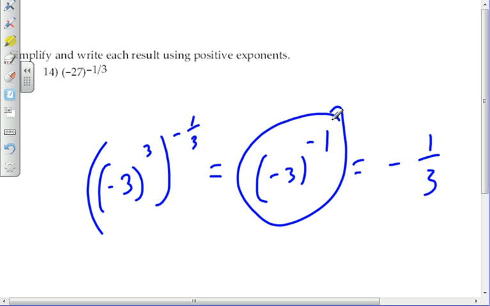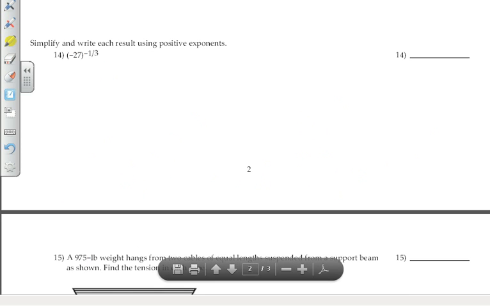And no one believes me, but the key believes it's minus 1/3, so I must be right. At least somebody loves me. The key loves me. Whether or not, I don't know about the rest of you guys, but.